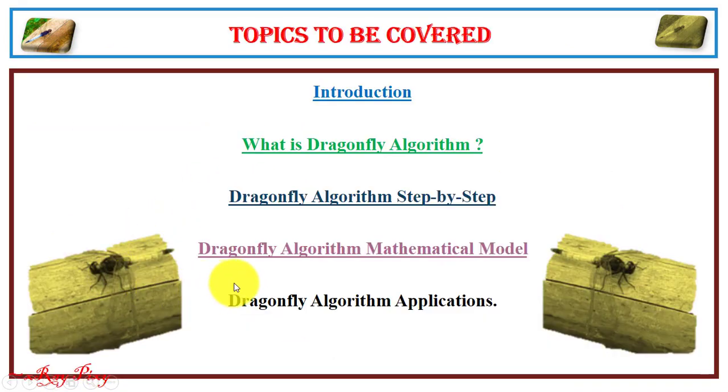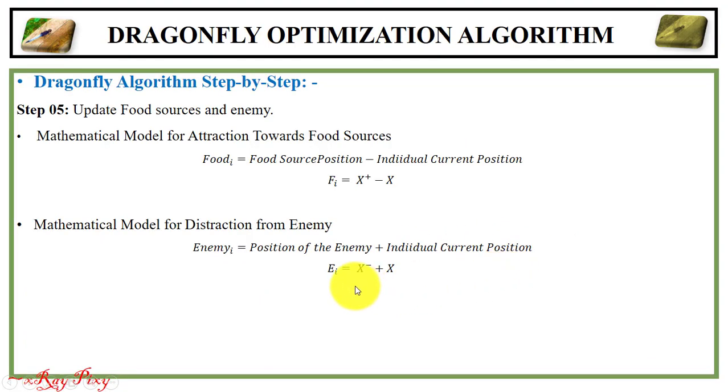Now let's try to understand the mathematical model that is used for this. Here you can see this one is the mathematical model for attraction toward food sources, and this is the food source position minus individual current position, and this one is the model for distraction from enemy. Here this one is the position of enemy plus individual current position. Using this we can update the values for F and E.